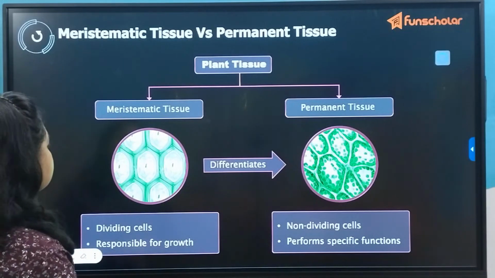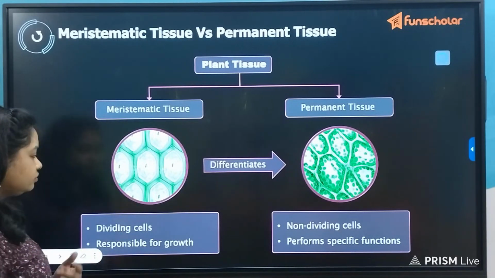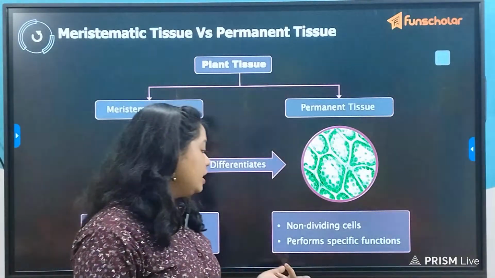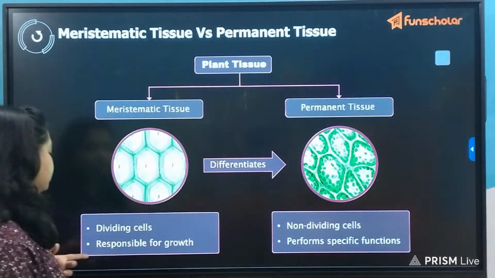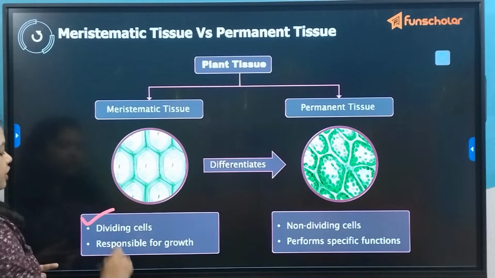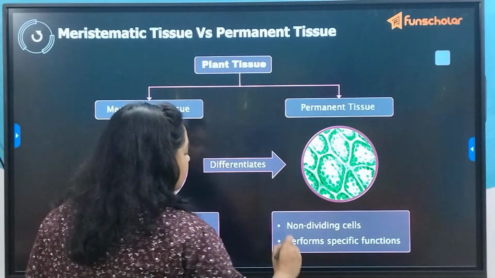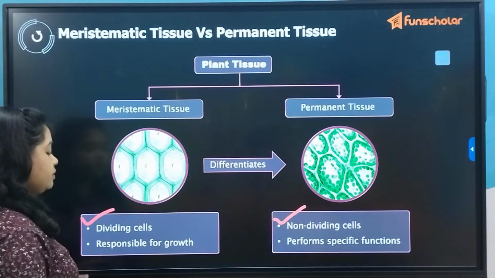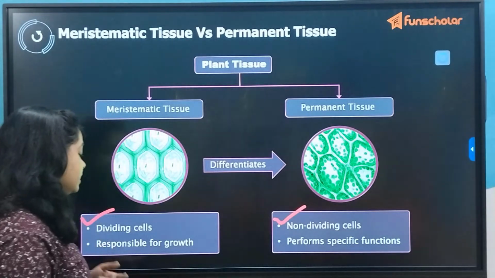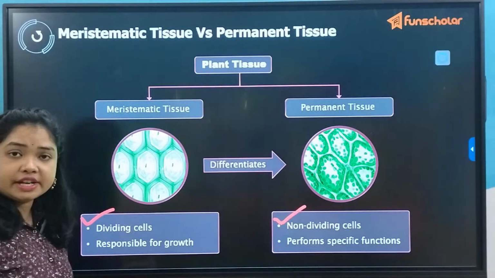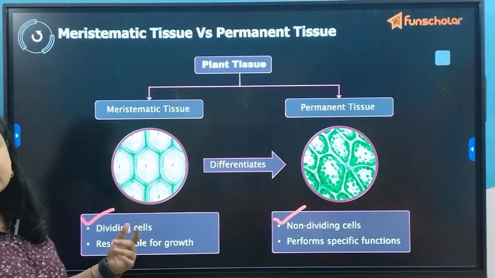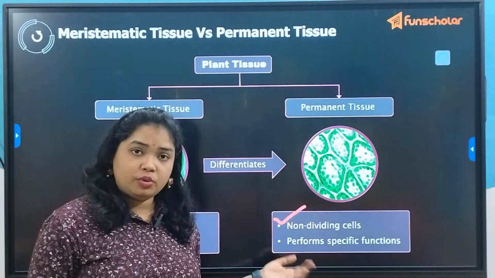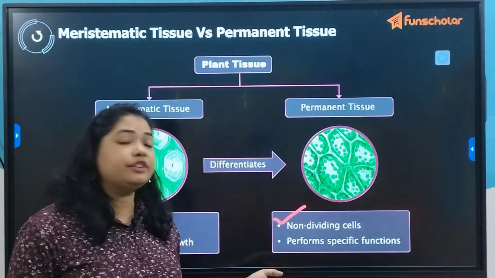Now, meristematic tissue, when it gets mature enough, differentiates to form permanent tissues. So meristematic tissues can divide, but permanent tissues consist of cells which cannot divide further. Meristematic tissues are responsible for growth because cell division can take place, and if cell division takes place, there will be physical growth. But what will happen here? They do not grow, but they help to perform specific functions.